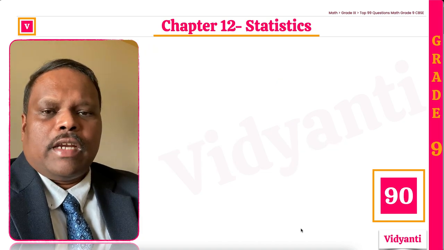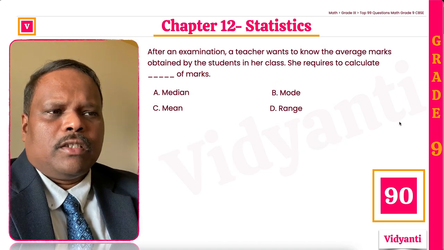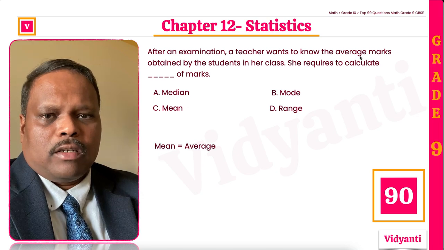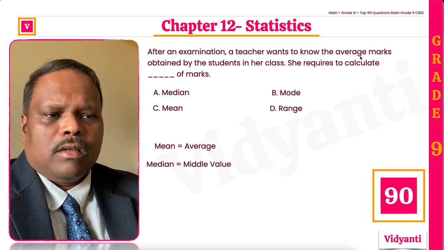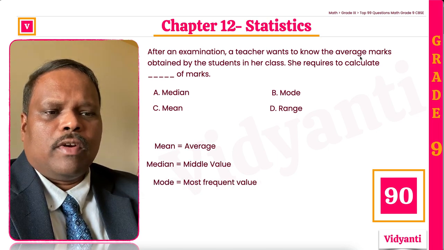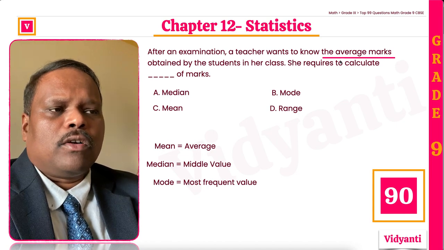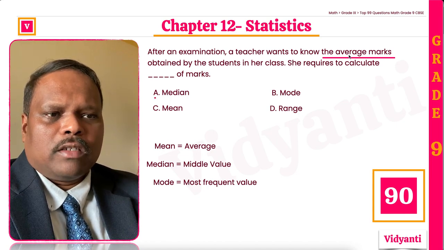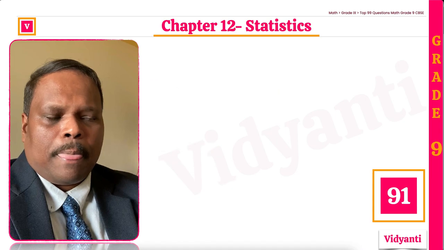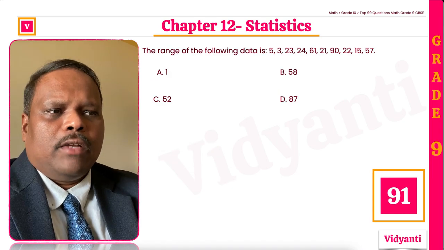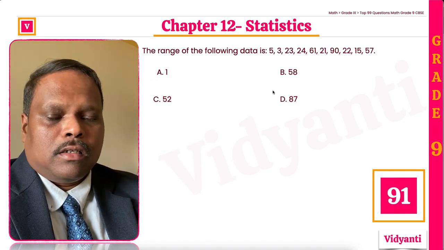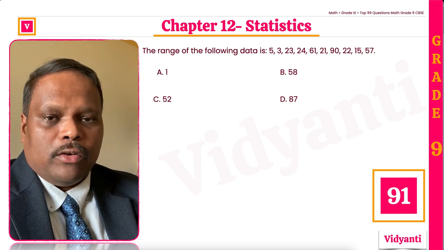Let's go to question 90. After an examination, the teacher wants to know the average marks. Well, average means mean, middle value means median, and most frequent value is mode. So since she wants to calculate average marks, this is the mean. Question number 91. Range is the difference between the smallest value and the largest value.